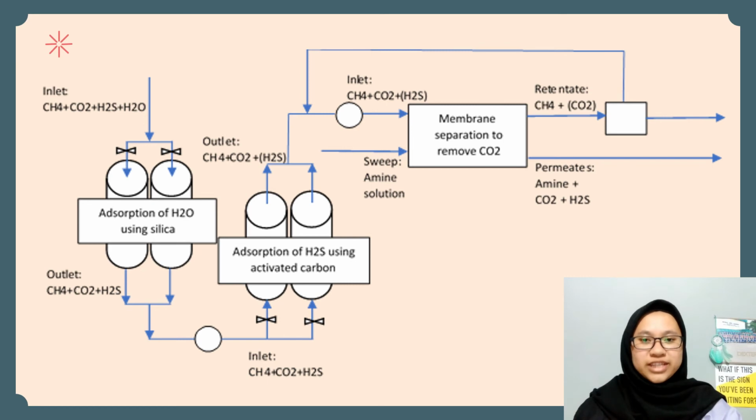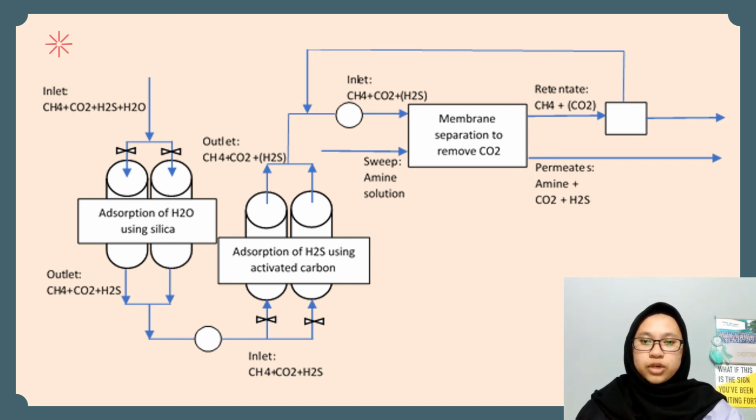Hello, my name is Siti Nurziana, and now me and Amiratul Husna will explain about the selection of separation process units. Firstly, the biogas mixture of methane, carbon dioxide, hydrogen sulfide and water will undergo adsorption process using silica gel. Silica gel will act as drying agent to remove the water molecules. Molecules of water will adhere onto the surface of silica gel. Scheduled regeneration of adsorption bed can be done by altering the temperature and pressure of the system.